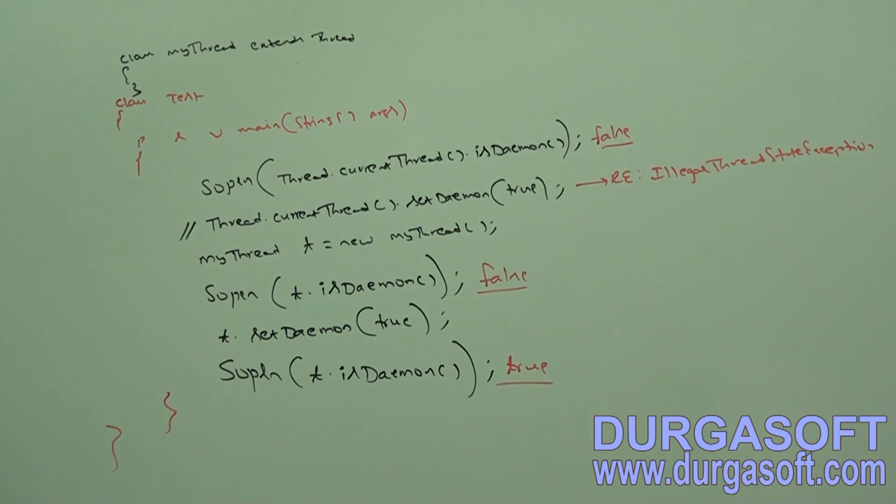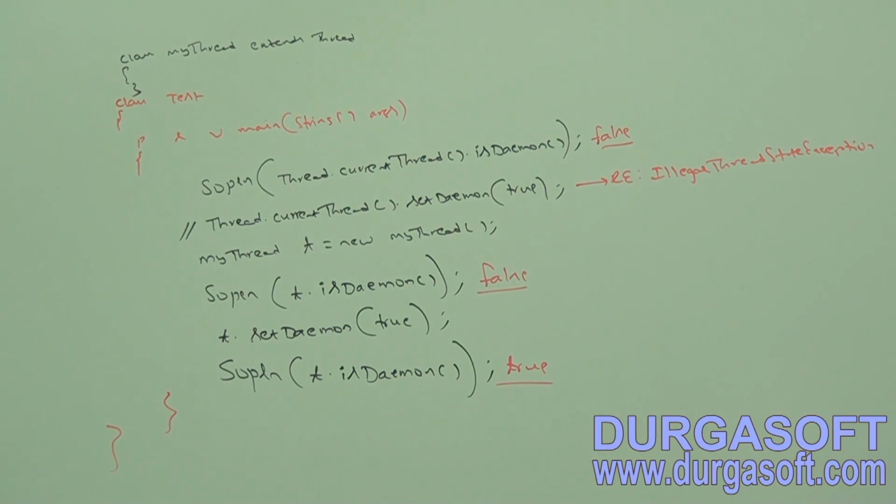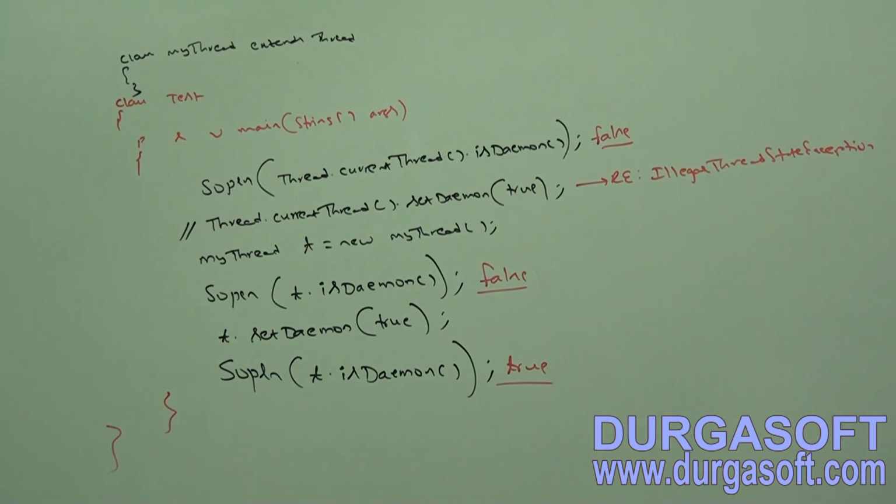So what is a daemon thread? What about its behavior and the default nature? You people should have clear clarity. t.isDaemon() gives true, like we are getting.